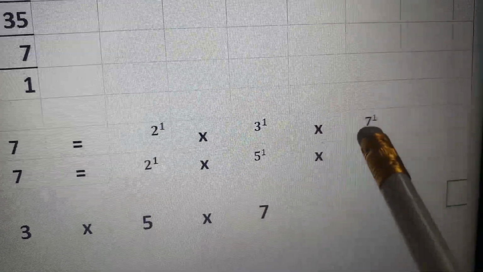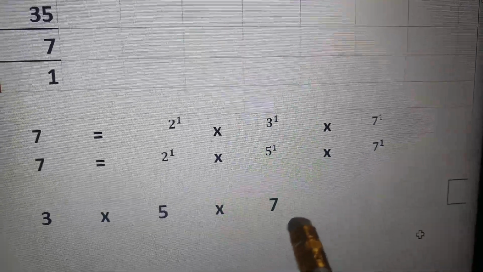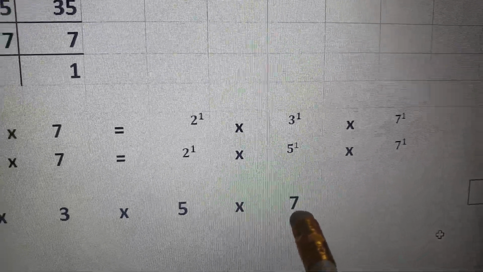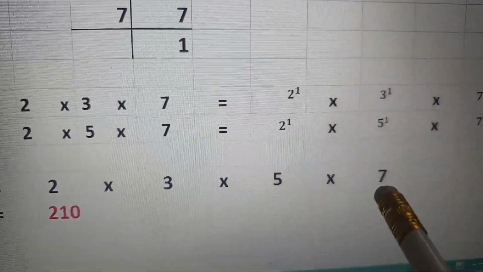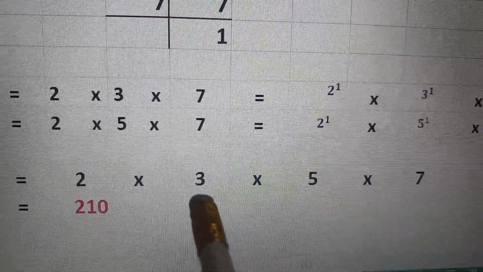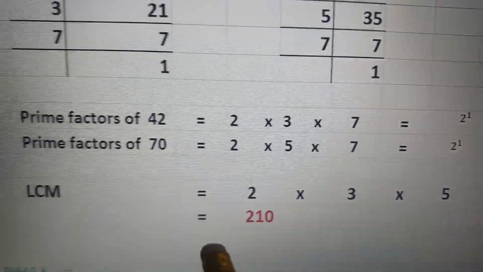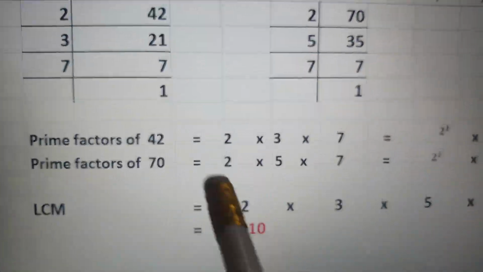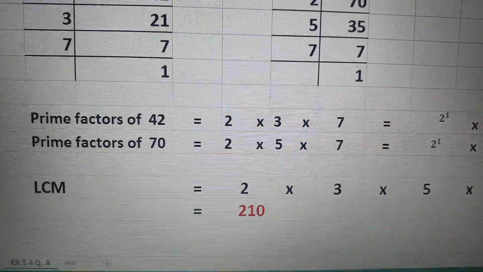Number 7. 7 appeared one time here and one time here. So we'll write 7 one time here. When we multiply all these numbers, we get the LCM. 7 fives are 35, 35 threes are 105, 105 into 2 is 210. So the LCM of 42 and 70 is 210.